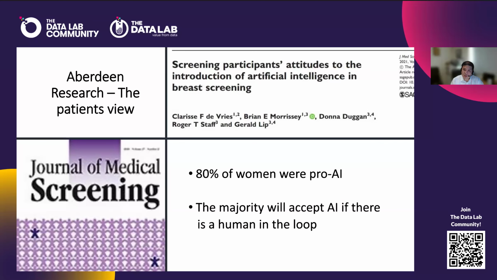So some of our early research was actually going straight away to the patients and the participants in screening and saying, would you be pro AI? And as early as 2021, well before AI was really on the big scene, we had up to 80% of women in our survey replying that they were pro AI. And the majority would want a human in the loop. And for us, it's a natural fit in screening because most European and UK programs have two humans who read. So you would still be able to remove one of the humans from the process, and there will still be a human in the loop.